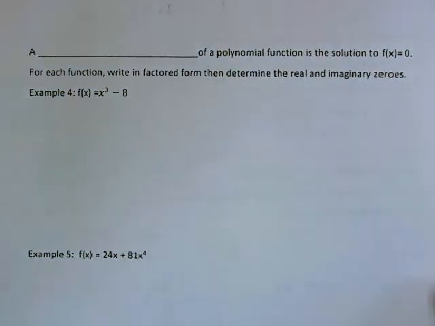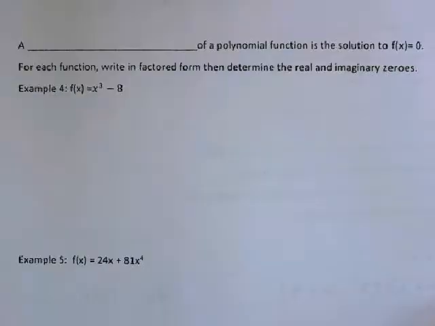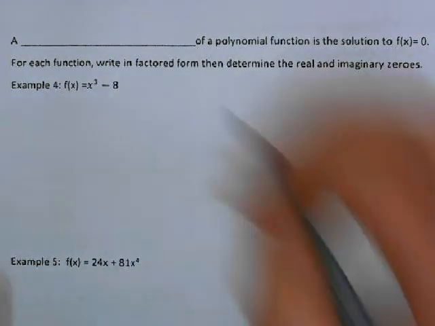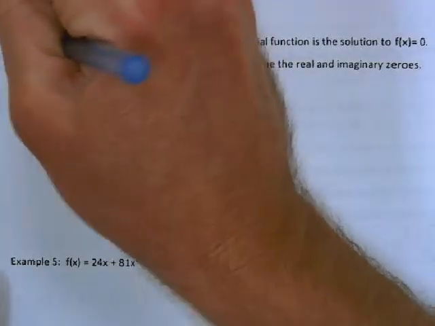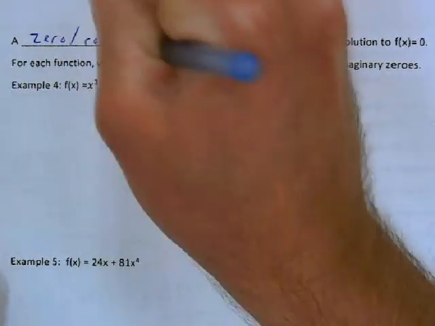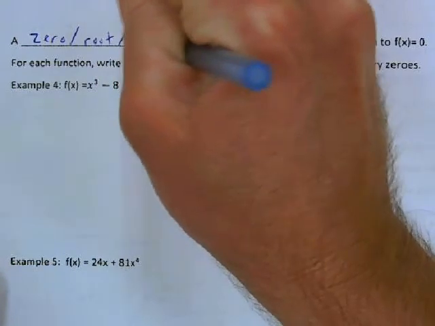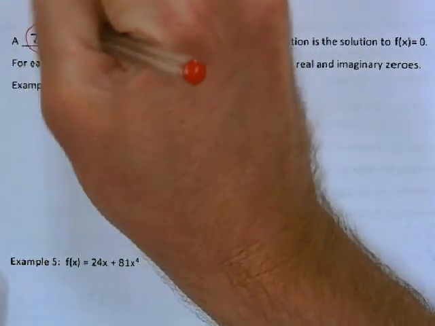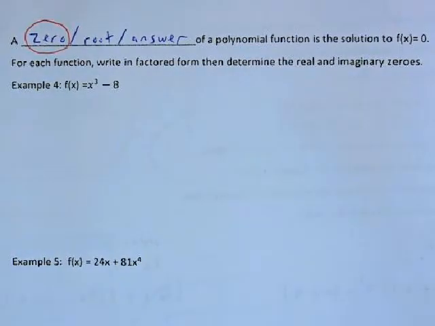So there's different things we can call the solution. We can call it our solution, our answer. Last year we called them roots sometimes. Another common one that you're going to see is a 0. So we're going to put 0 / root / we can even put answer. Okay, but again, 0 is the one that they're really referring to for this particular problem.